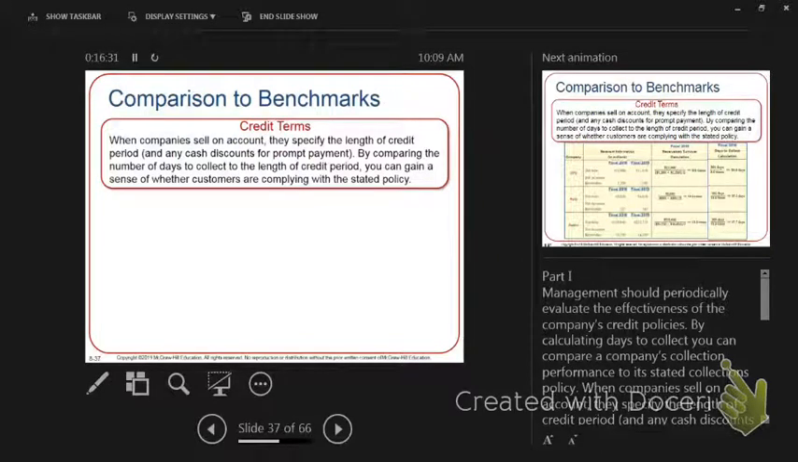All right, the next thing we have is something called benchmarks, or comparison to benchmarks. So credit terms. Credit terms are what companies sell on. They say, hey, we'll sell to you for a length of time, and they do it by looking at what other companies do. That's how we got percentages with bad debt. What do other companies have? What's my history? What are other companies doing?